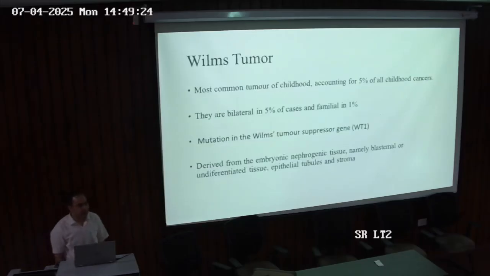The other tumor, in children, is the Wilms tumor. This is the most common tumor in childhood, accounting for 5% of all childhood cancer. It is bilateral in 5% of cases and familial in 1% of cases. The Wilms tumor gene is a tumor suppressor gene. The tumor is derived from embryonic nephrogenic tissue, namely the blastemal component. These are undifferentiated, and the blastemal component has poor prognosis. The other components are epithelial tubules and stroma.